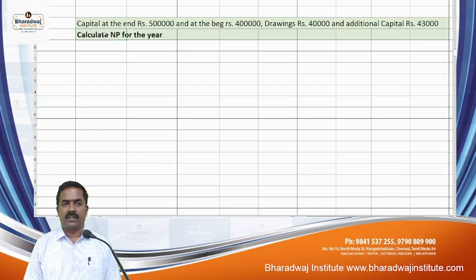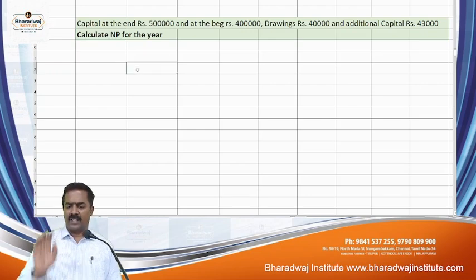Calculate net profit for the year. There are two methods of solving. One is to approach this chapter as final accounts and do it, or like a single entry system, you can do it. Let us do it like a final accounts chapter.